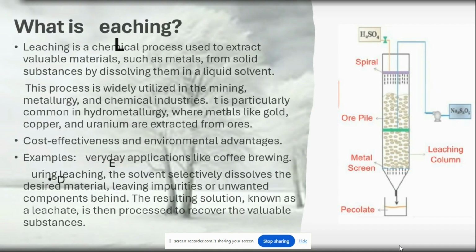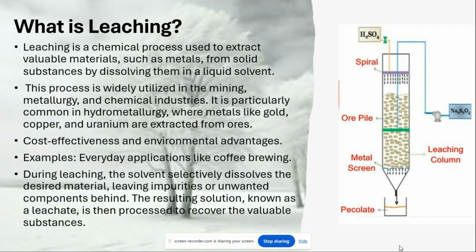Leaching is simply a chemical process that is used to extract valuable materials from solid substances by dissolving them in liquid solvents. The same process happens in our digestive tract. In metallurgical engineering, leaching is used to extract metals. This process is widely used in mining, metallurgy and chemical industries. It is extremely cost effective and has little to no environmental disadvantages.